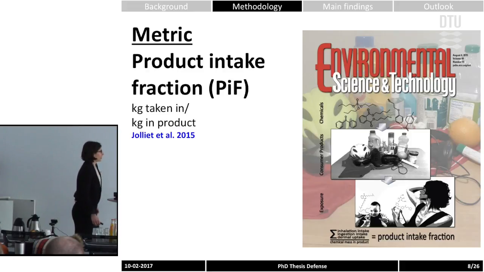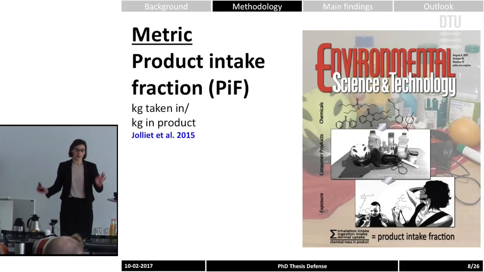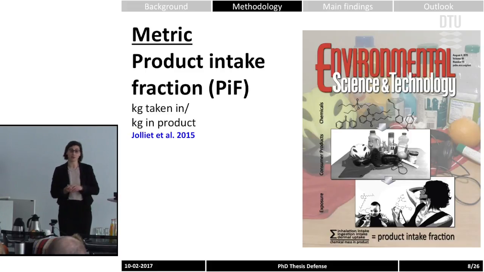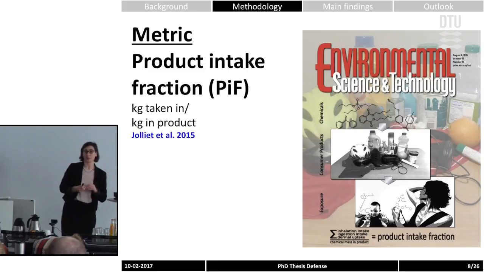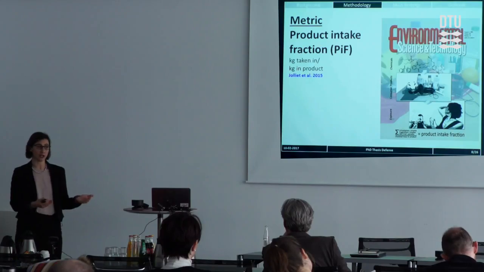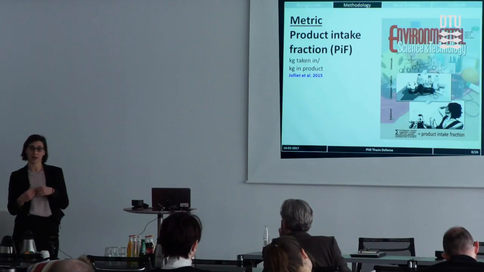So to start out with the methodology, my work contributed to the development of a new metric. And this metric, like the intake fraction, is called the product intake fraction. And again, it's a ratio. It's a ratio of mass. It's the mass of chemical taken in by exposed persons versus the mass of chemical in a consumer product. And again, if this fraction is 1, it means all of the chemical in a consumer product is taken in by exposed persons.